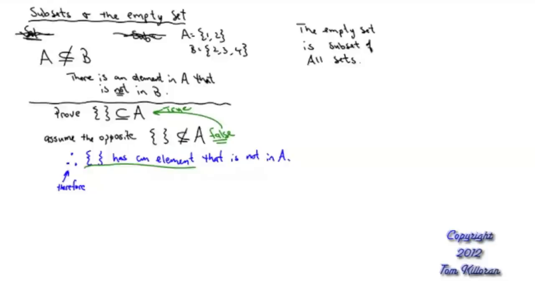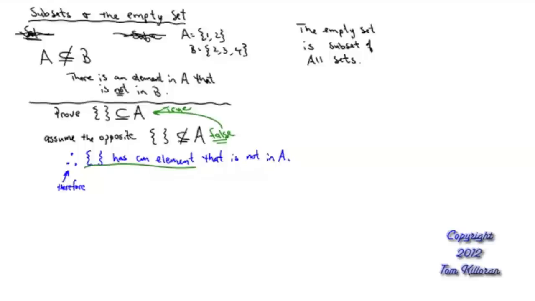Going through this part slow. Saying that A is not a subset of B says that there is an element in A that is not in B. We all agreed with that statement. Then I said, prove that the empty set is a subset of all sets. Well, that's impossible to prove because there's nothing there. So I assume the opposite, which is the empty set is not a subset of A. By saying the empty set is not a subset of A, we're saying that the empty set has an element that is not in A.